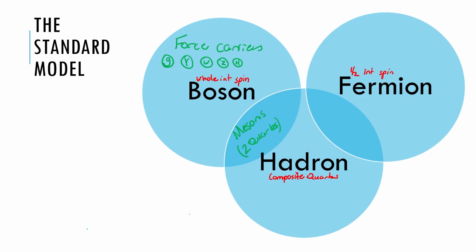Fermions have half integer spin, and some particles have half integer spin and are not hadrons, not composite particles. These include quarks and leptons. Fermions, which are composite particles, are referred to as baryons, and they're composed of three quarks.